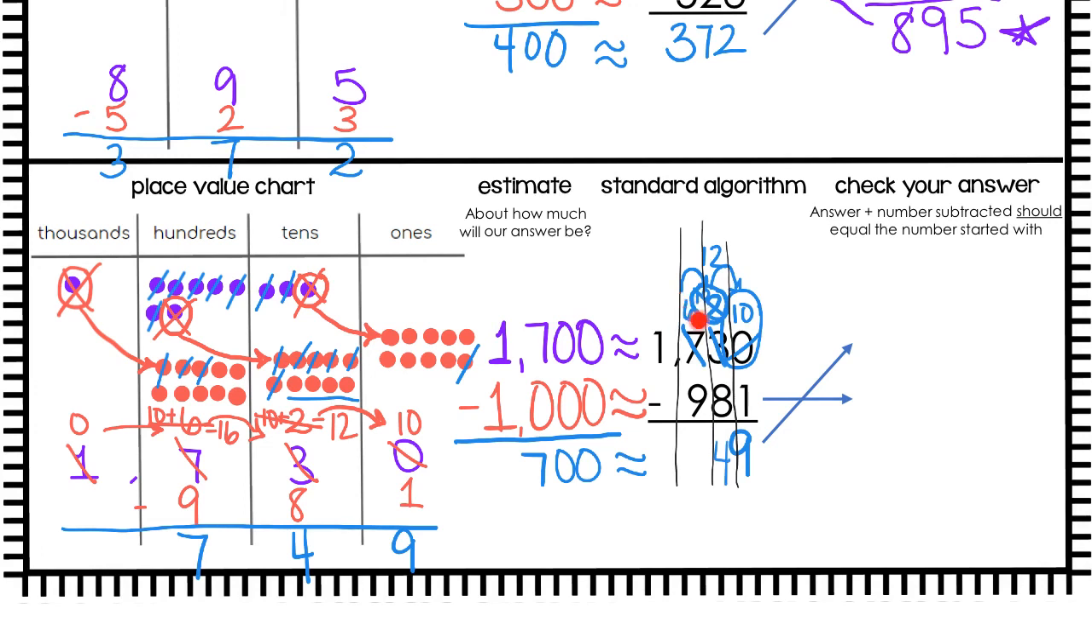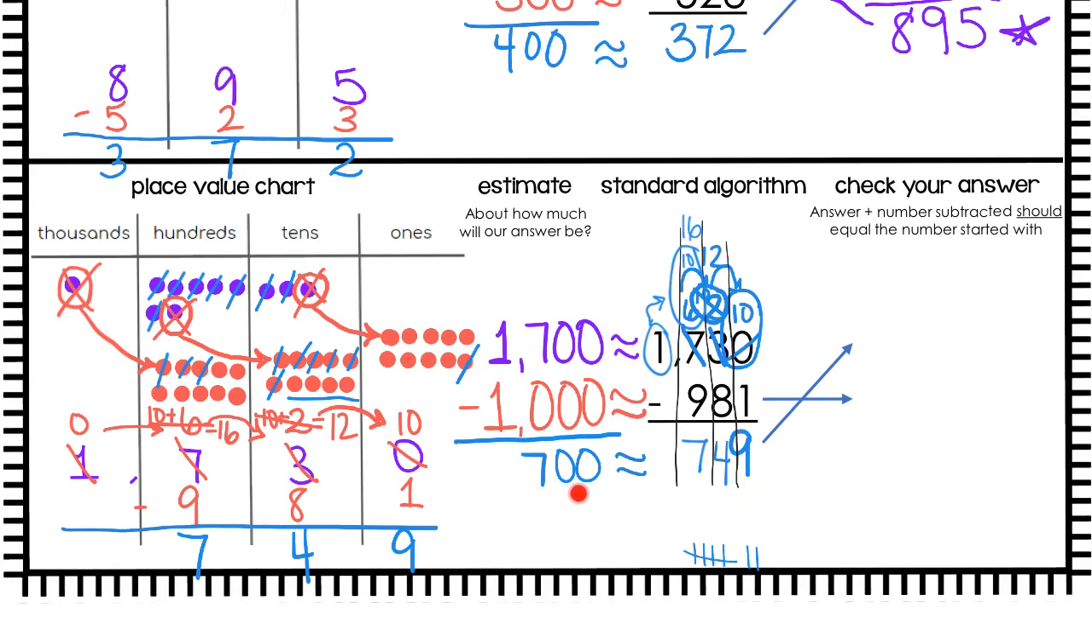Now, in my hundreds, I have 6. 6 minus 9, I cannot do that. So I have to regroup my 1,000 here into 10 hundreds. So 10 plus 6 is 16. 16 minus 9, 9. Let's count up. 10, 11, 12, 13, 14, 15, 16. That is 7. So I have 749.